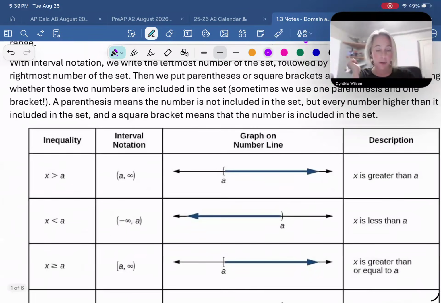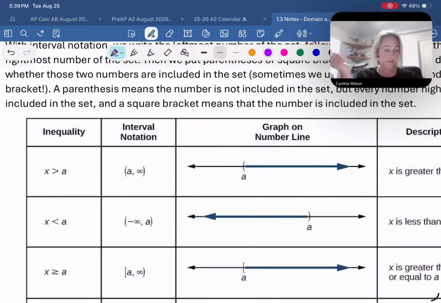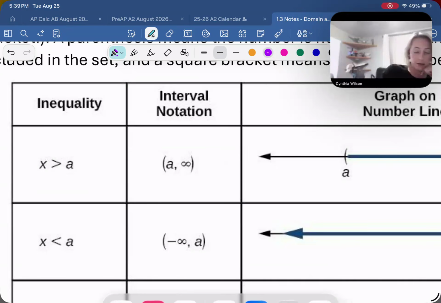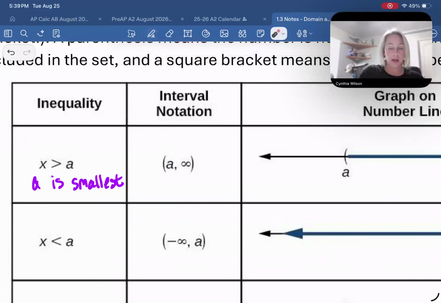But we start off with this inequality. It says x is greater than some number. In interval notation, if I'm saying that x is greater than this a, that means a is the smallest. Everything is bigger after that, which means what did I say? Did I say everything gets bigger after that, or did I say everything gets smaller than that?